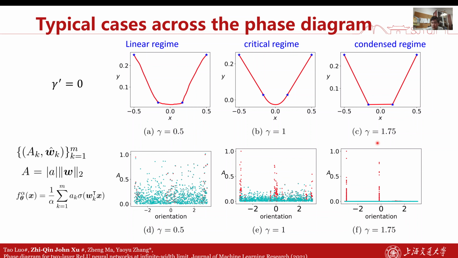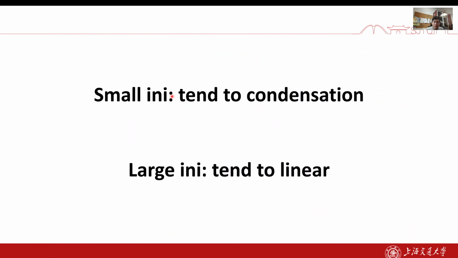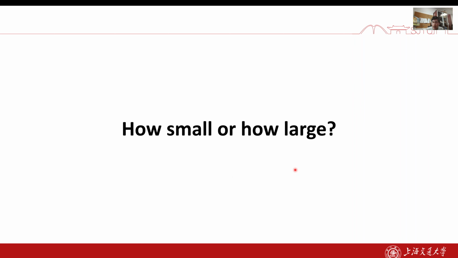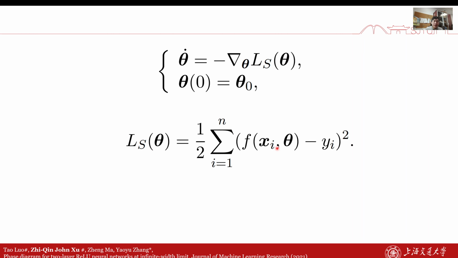So we know that for small initialization, the neural network will tend to condensation. For large initialization, the neural network will tend to linear. And how small is small and how large is large? That is the key question we want to answer in the following slides. So to answer how small is small and how large is large initialization, we will start from the two-layer neural network and gradient flow, and study the phase diagram to differentiate linear and nonlinear regime.